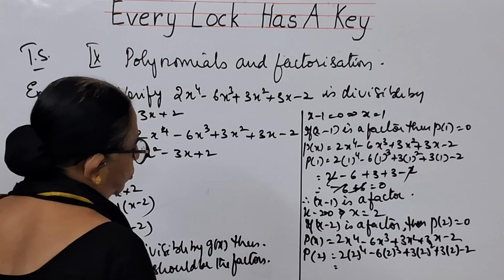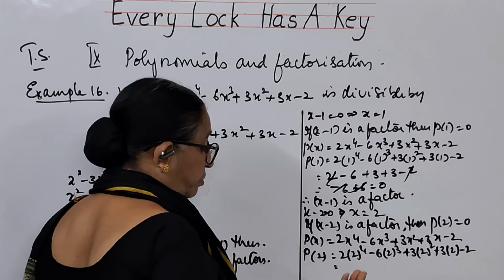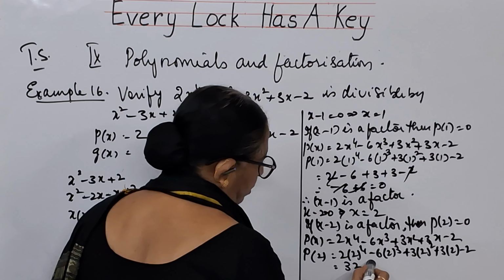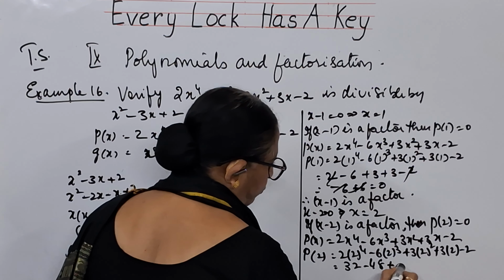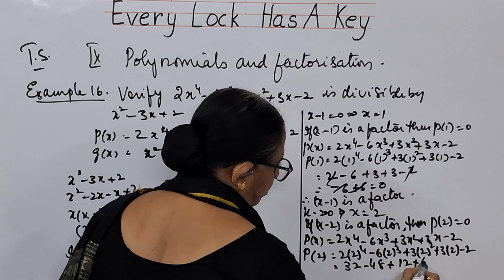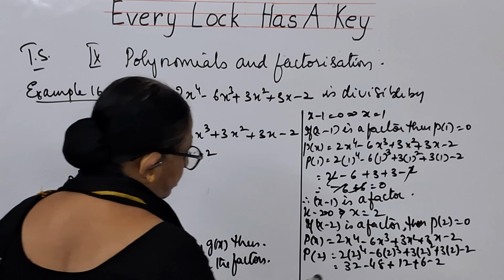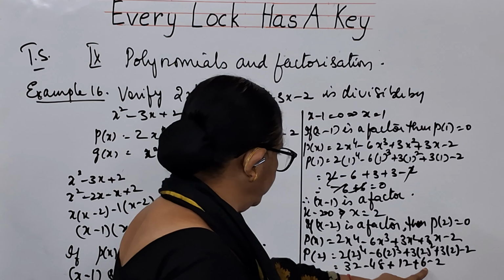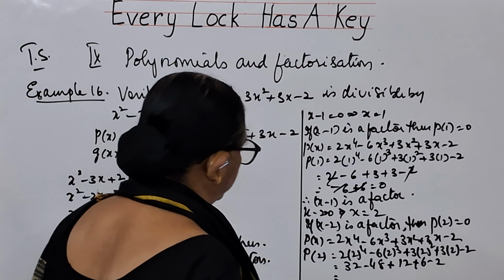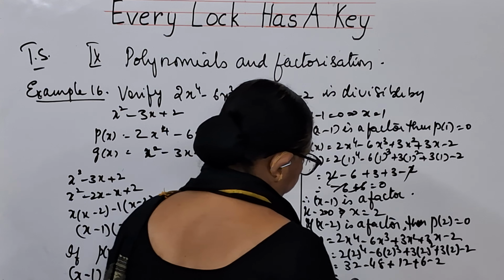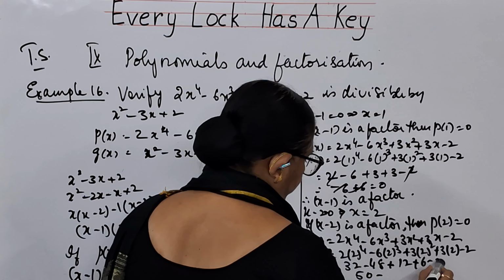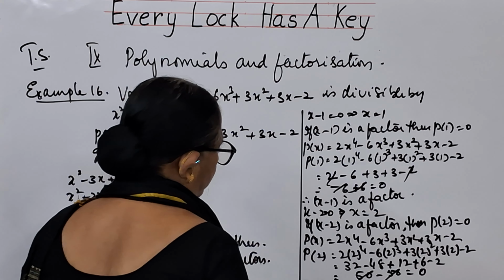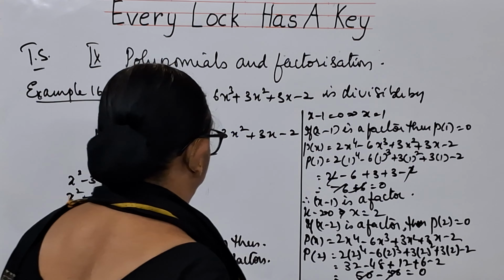2 to the power of 4 means 16. 2 four times when you multiply, 16. 16 twos are 32. Minus 8 sixes are 48. Plus 3 fours are 12. Plus 6 minus 2. So how much are you getting, children? 32 plus this is 18. 18 plus 32, you will be getting 50. Minus 48 minus 2 is minus 50. So both of them cancel, and you are getting 0.